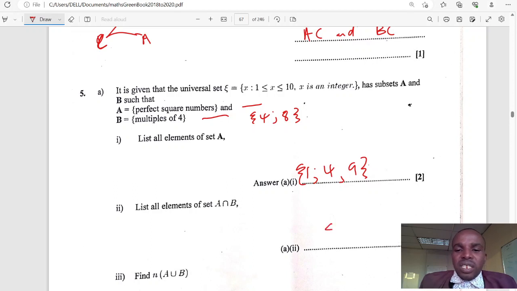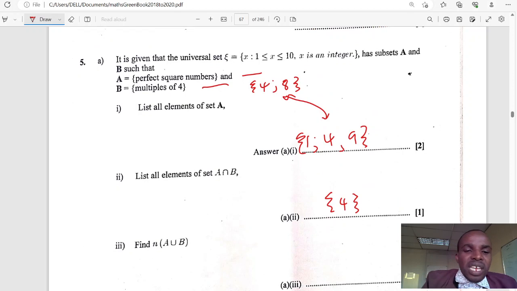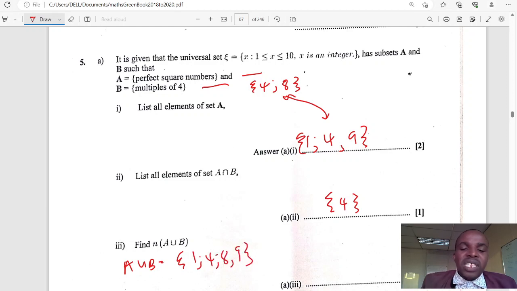Then list all the elements of A intersection B. So it's just 4. That is common in both sets. We have 4. Then find the number of elements in A union B. Let's list the elements first. We have 1, 4, 8, and 9. So the numbers are 1, 2, 3, 4. So there are 4 numbers.